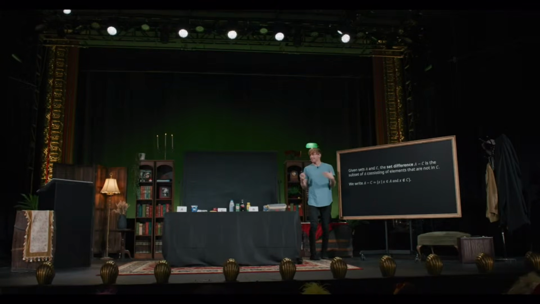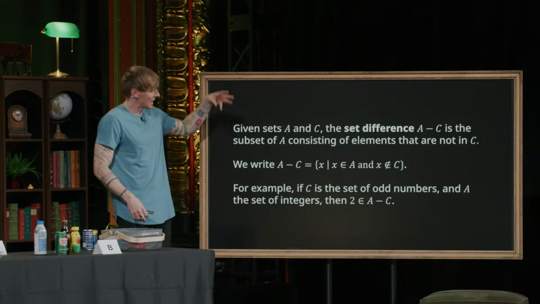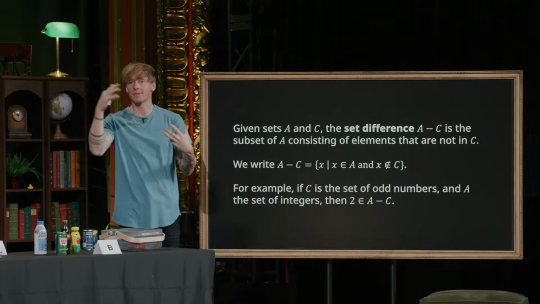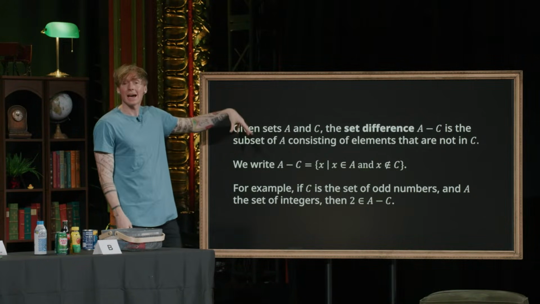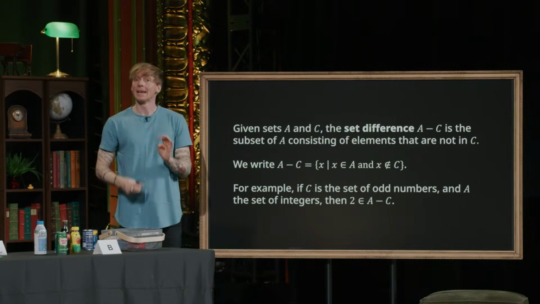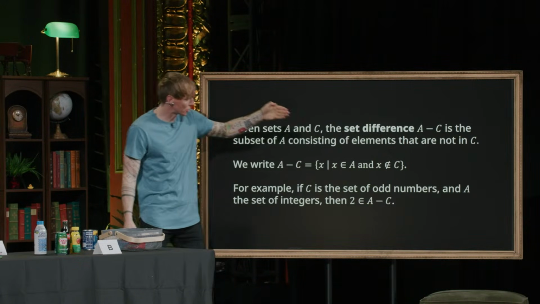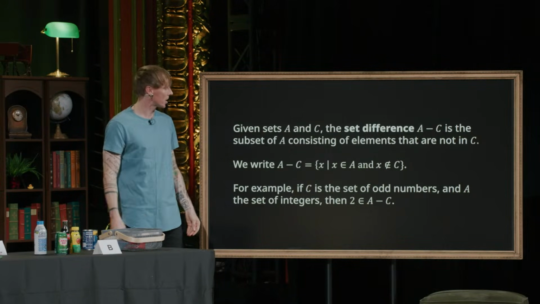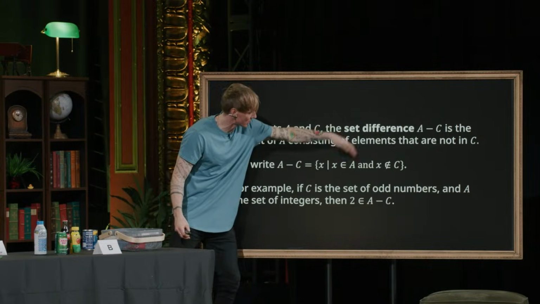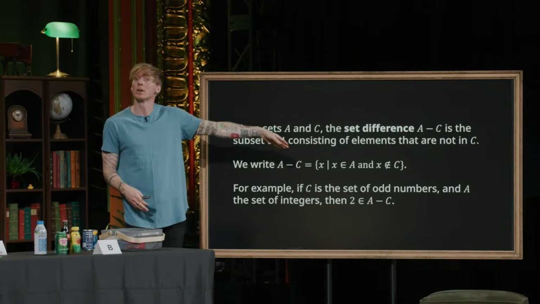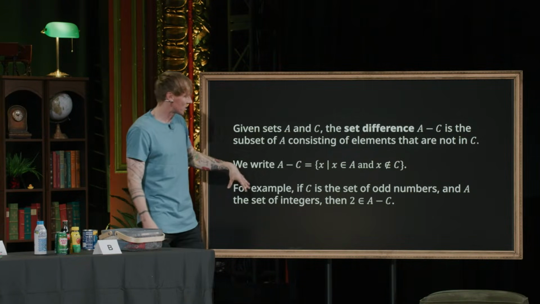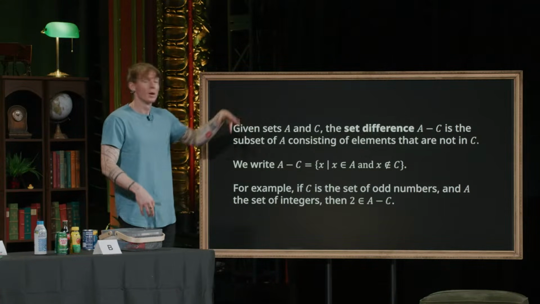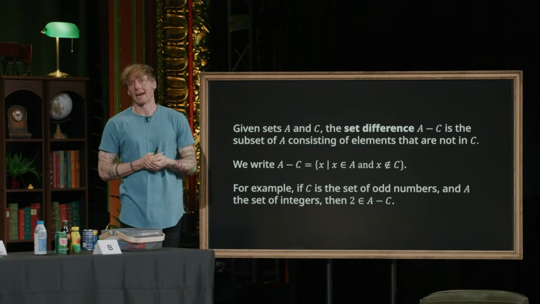Now, an example again with some numbers. If we take C to be the set of odd numbers, so again, 1, 3, 5, 7, 9, carrying on, and then we have A as the larger set of all integers, then the number 2 is definitely in the integers. It's definitely an integer, so it belongs to A, satisfies this criteria here, but 2 is not an odd number. So we take the integers and we subtract or take the difference with the odd numbers, then 2 would remain behind in what is left.